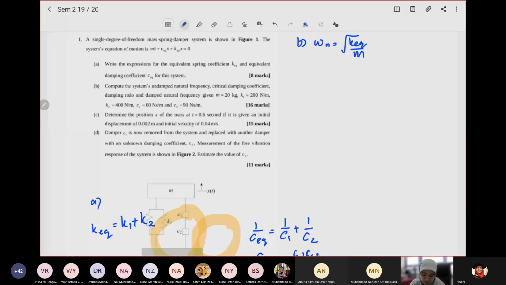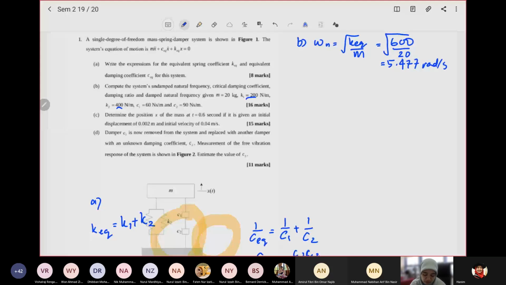So basically your K equivalent from A, what would be your K equivalent, class? You just add them up, isn't it? 200 plus 400, correct? What is your M? Class? 20. Yeah. So your M is 20. So if you calculate that, you get 5.477. So that is easy.